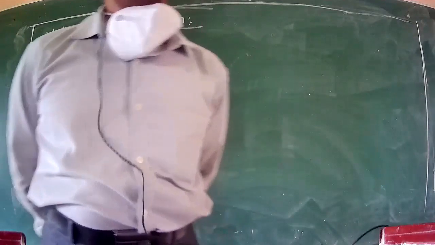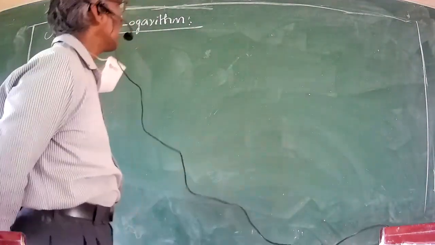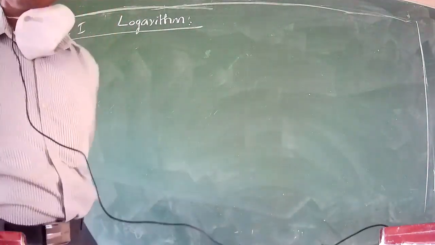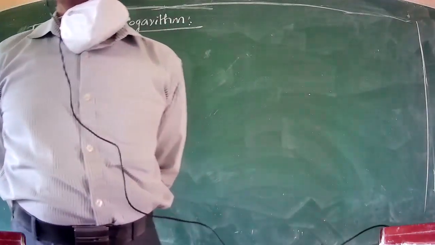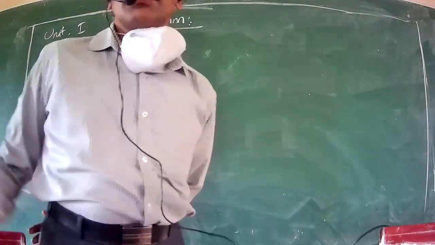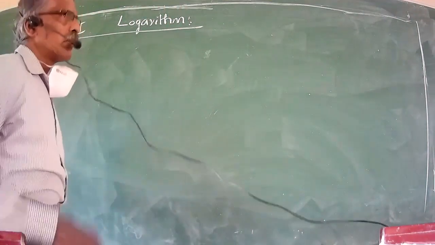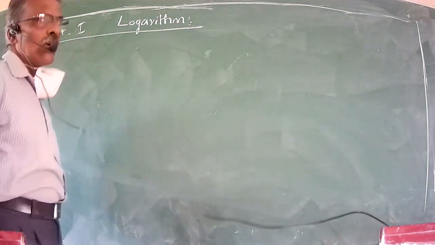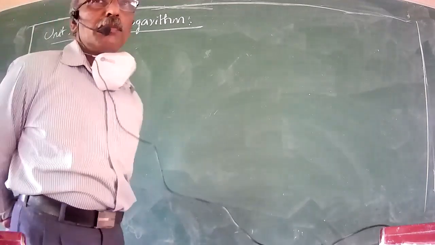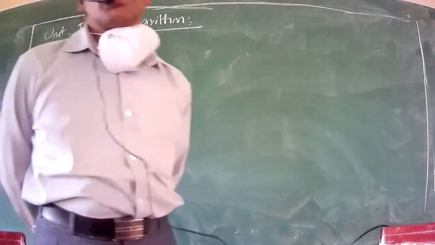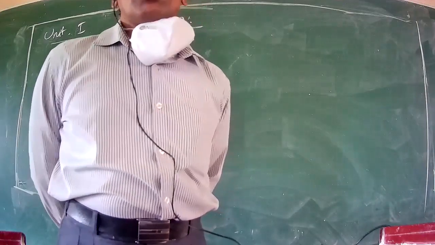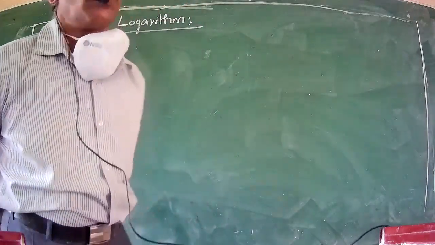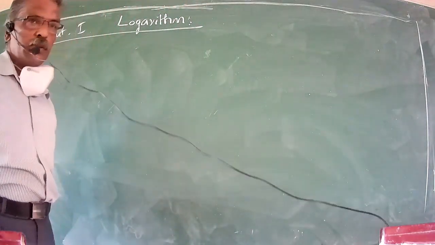There are 5 units. The first unit is logarithm. The second unit is simple interest and compound interest, and the third and fourth we will see later on. So let us start with the first chapter, logarithm. You may have heard the word logarithm. Why is it used? What is the use of this?